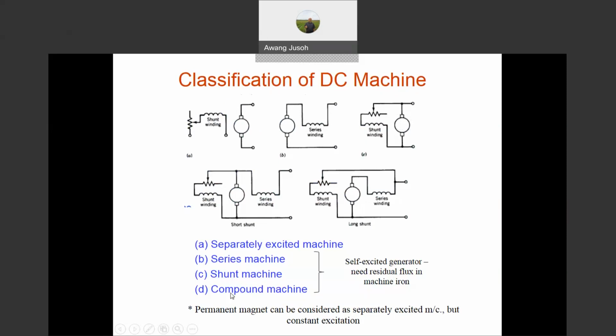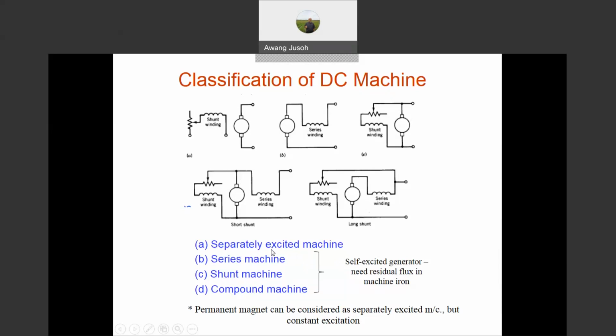And the fourth one, we call it the compound machine, where we combine both windings. We have shunt winding and series winding together. And the other one is long shunt. How we configure the series winding and armature determines whether it becomes short shunt or long shunt. Okay. The first machine here, separately excited machine.